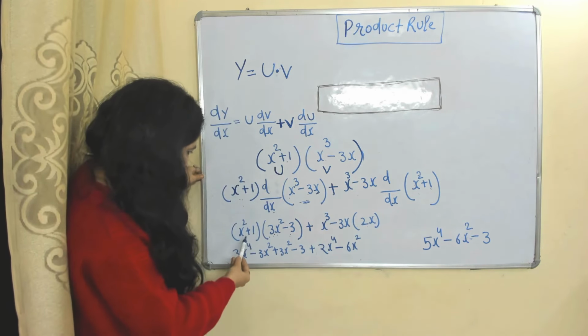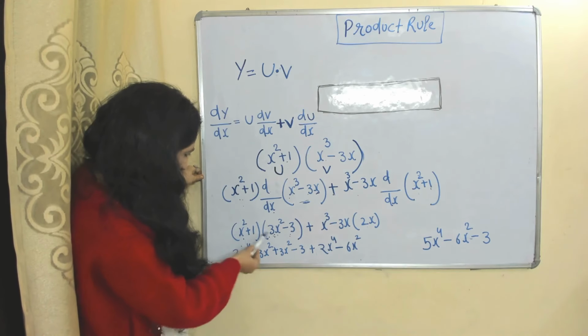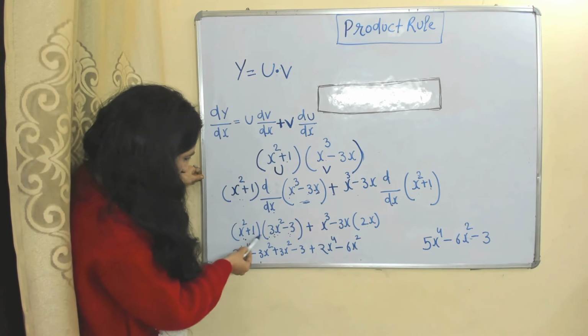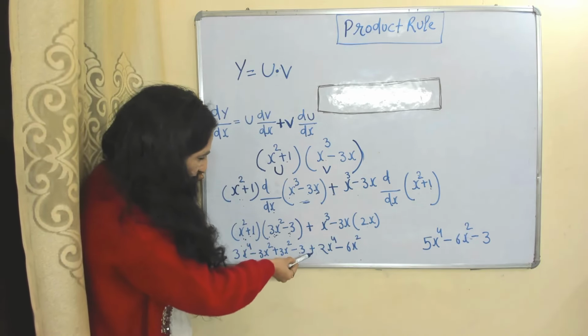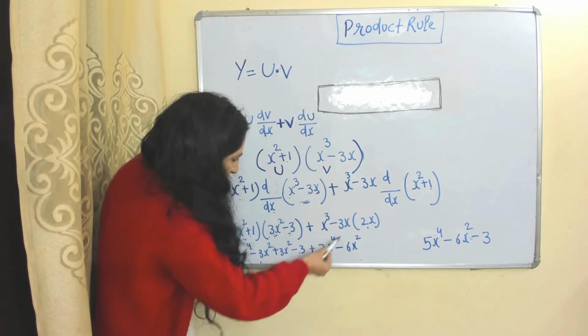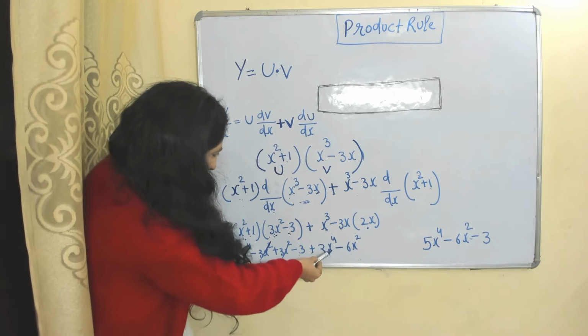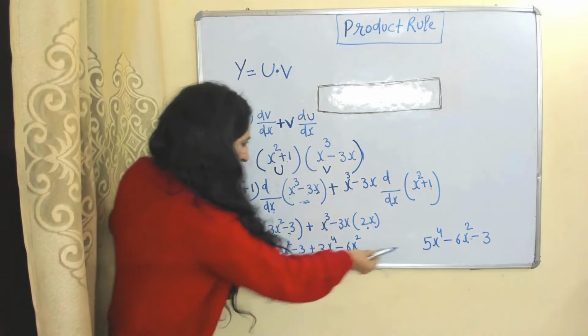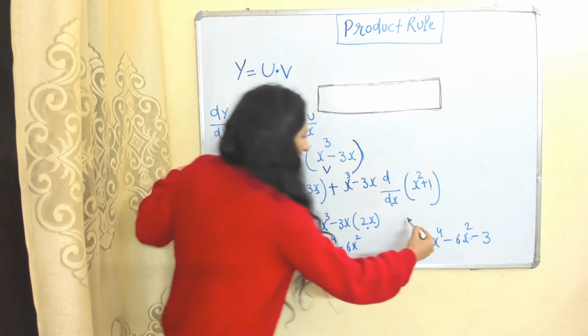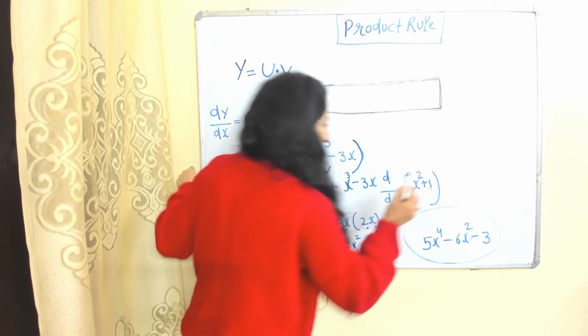Then we will solve this. It will become equal to 3x to the power 4 minus 3x square, plus 3x square minus 3, this one. Then apply plus sign. Then we multiply, it will become equal to 2x to the power 4 minus 3x square. When we solve this, this will be cancelled out. When we solve 3x to the power 4 and 2x to the power 4, it will become equal to 5x to the power 4 minus 6x square and minus 3. This will be called our final answer according to the product rule.